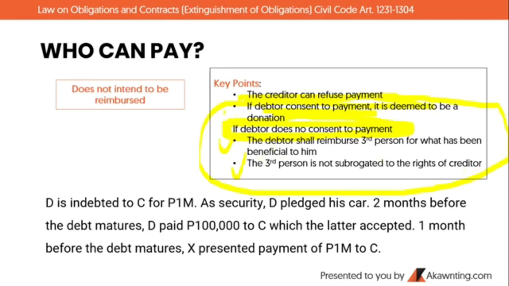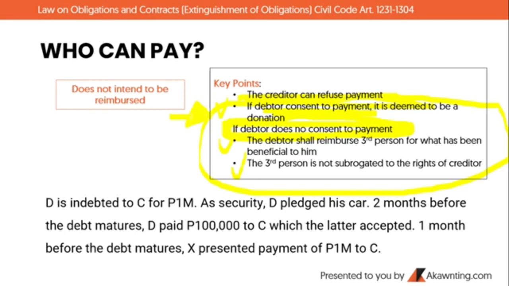So saan lang siya nagkaiba? Dito lang. Sa second bullet point, which is yung second scenario, magkakaroon ng reimbursement for the full amount and subrogation. Pero dito sa third scenario, it will be deemed to be a donation. Bakit pala ganun? Okay naman maging donation kasi pag nag-consent si debtor, okay na yung general requisite ng donation, which is kailangan kasi pag nagkakaroon ng contract of donation, kailangan ng consent nung donee.